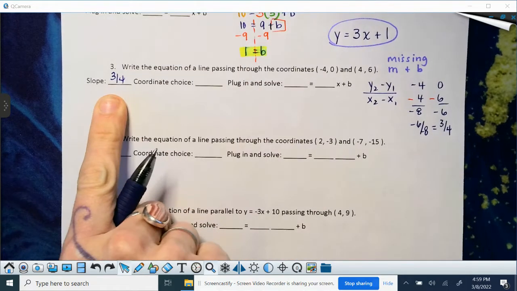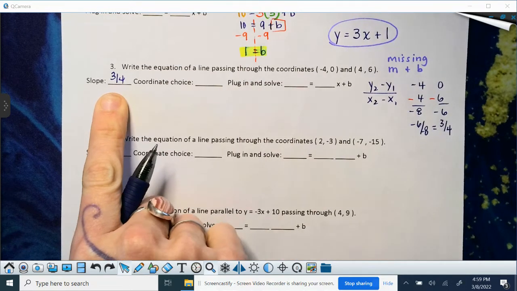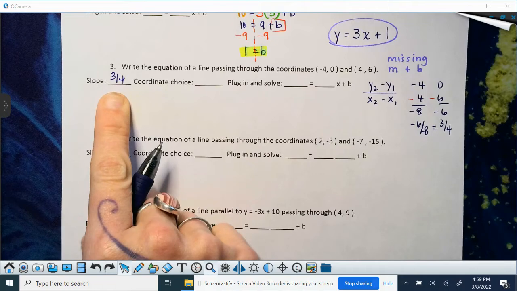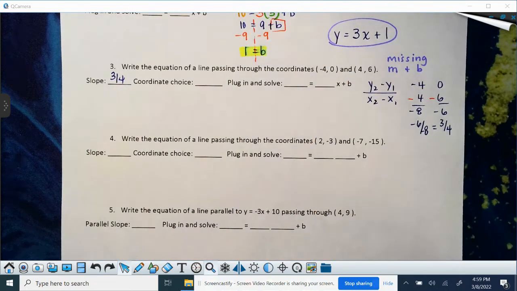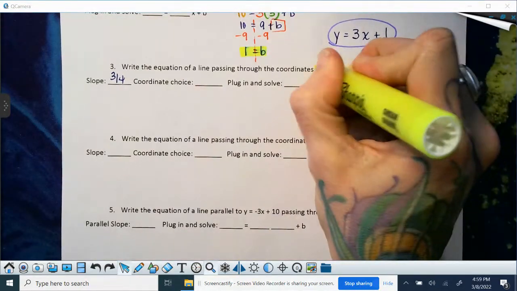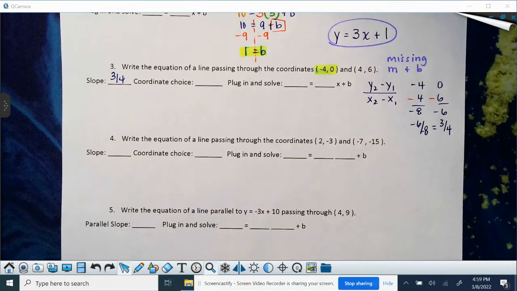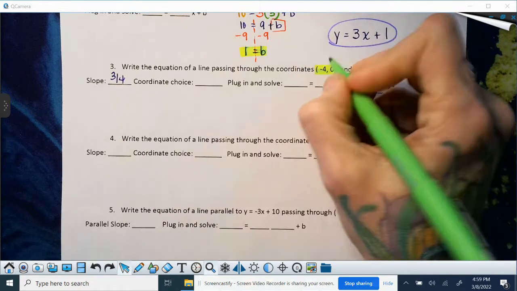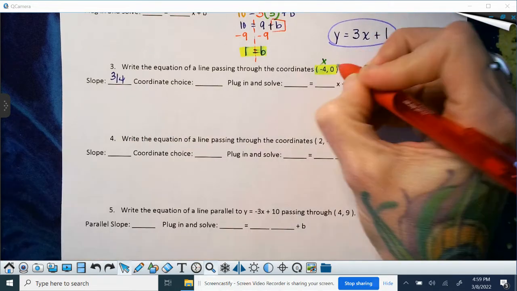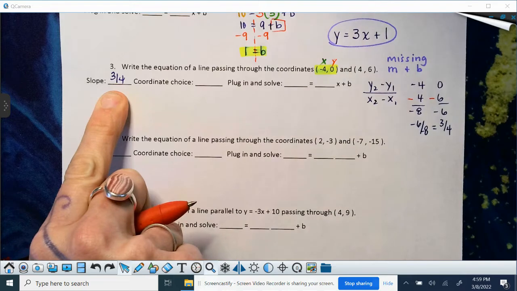Now I have a slope, and now I need a y-intercept. So again, you can choose either one of these 2 coordinates that you want. It's up to you. I'm going to choose the one with 0 just because I like zeros. It makes things go away. Or there's less numbers to deal with, I should say. Small numbers and zeros are my favorite, but it doesn't matter. Both coordinates will work, and you should get the same answer when you're done. So I'm going to take my x value and my y value, and then my slope of 3/4, and we're going to plug it in.